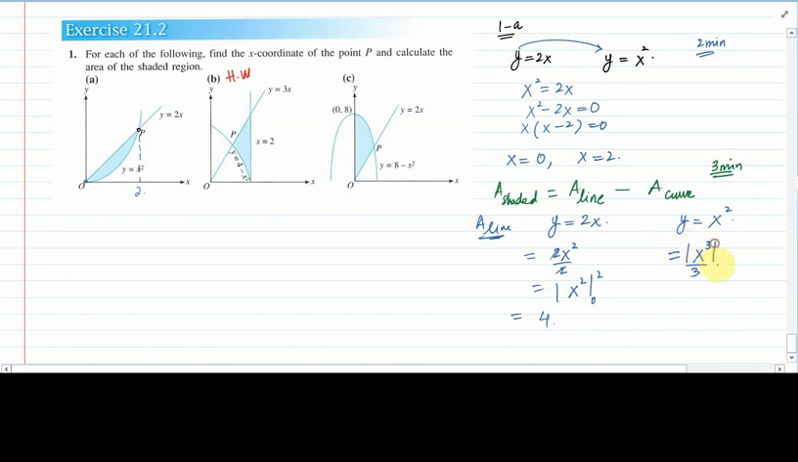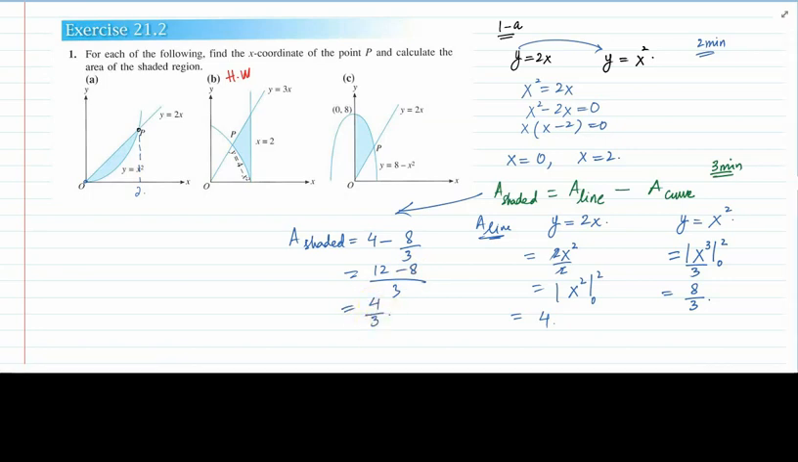Limits we have, it's from 0 to 2. Upper limit 2 cube is 8 divided by 3. Alright, so if I place both values in this equation, area of shaded is equal to area of line, that is 4, minus area of curve, that is 8 divided by 3. LCM 3, 4 3s are 12. 12 minus 8 leads to 4 divided by 3. That is your first part answer.